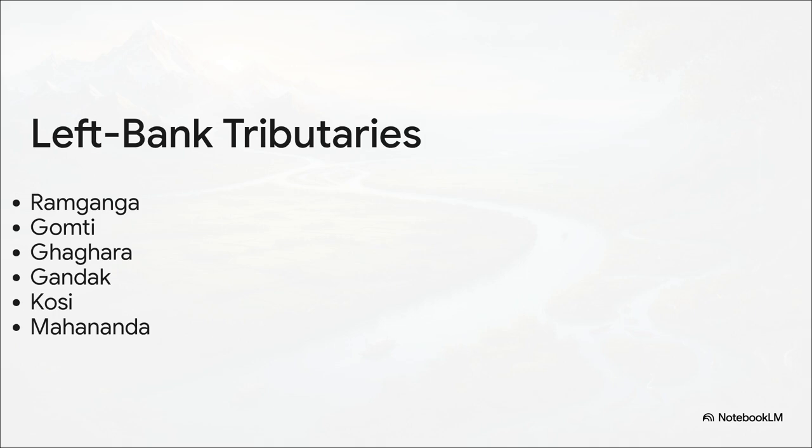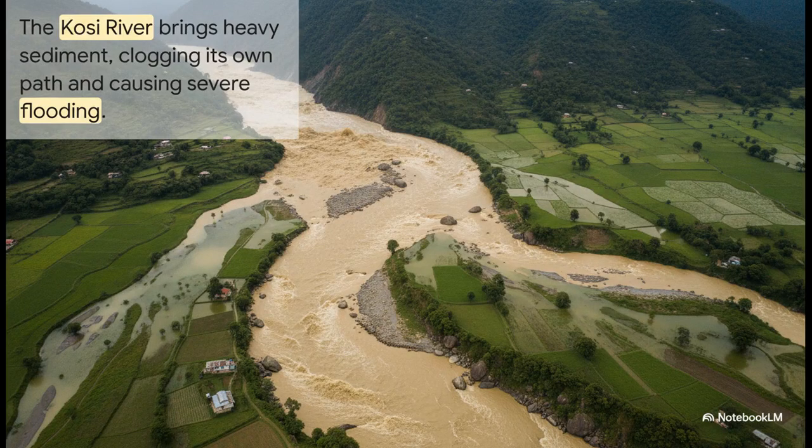Pretty cool, right? But there's a rebel in the group. One of these left bank rivers behaves very, very strangely. The Kosi River. It's infamous as the sorrow of Bihar. Why? Well, it basically acts like a massively clogged pipe.